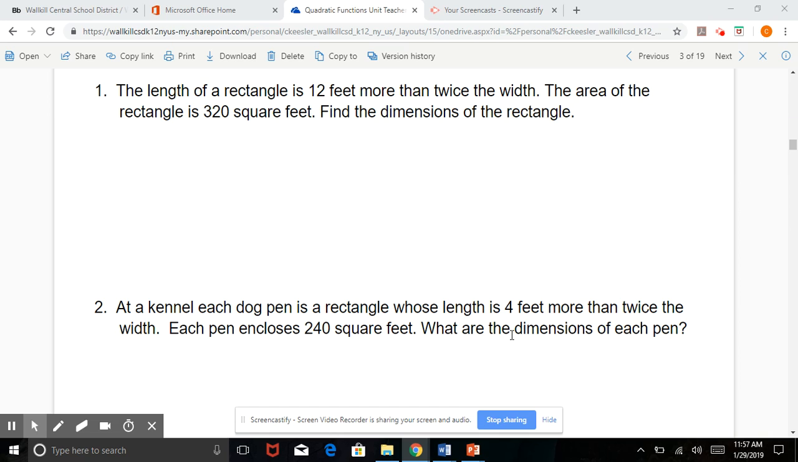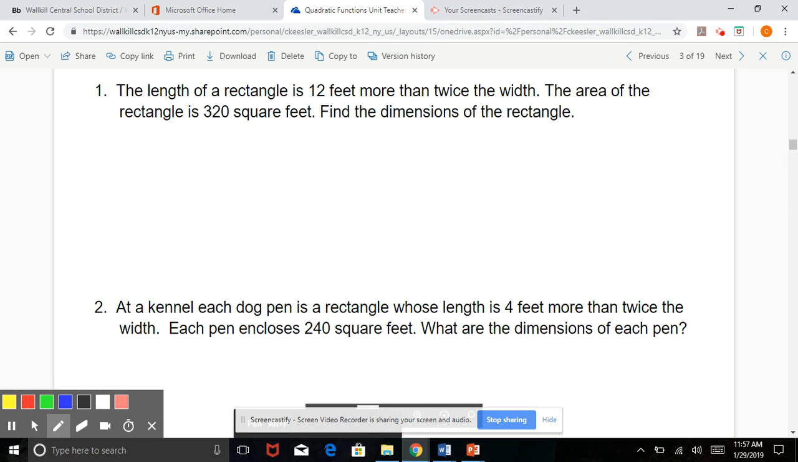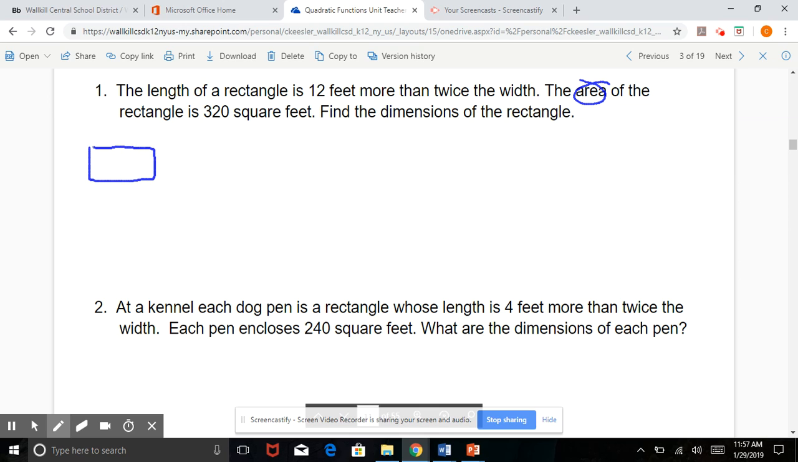So taking a look at number 1, the length of a rectangle is 12 feet more than twice the width. The area of that said rectangle, so area is a huge hint here, is 320 square feet. Find the dimensions of the rectangle. So we want to figure out, well, what the length and width of this rectangle is. We know that the length is 12 feet more than twice the width, so we can assume that the width is x, and the length is 2x minus 12.